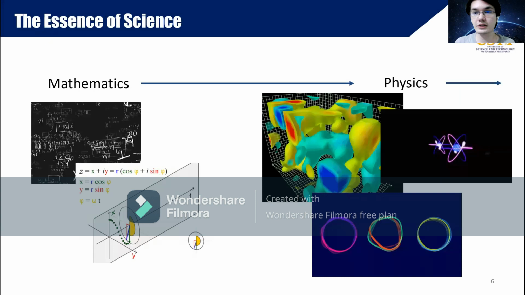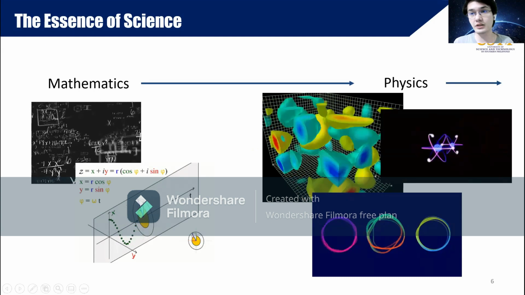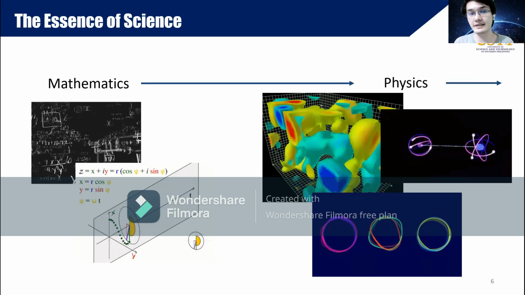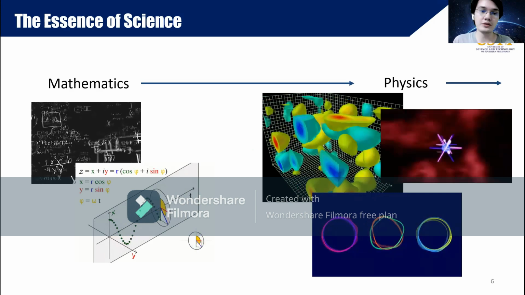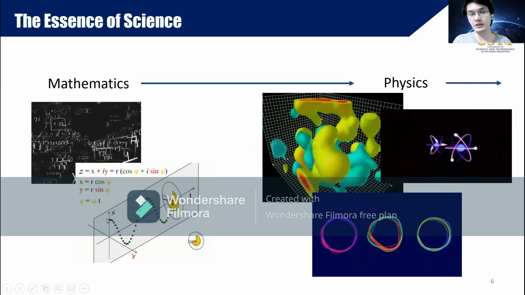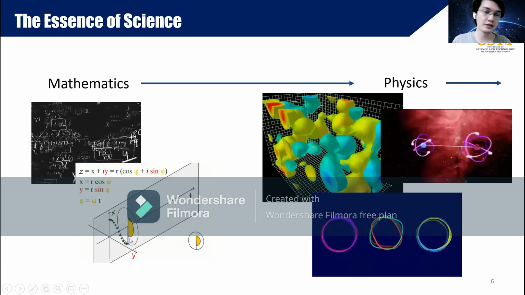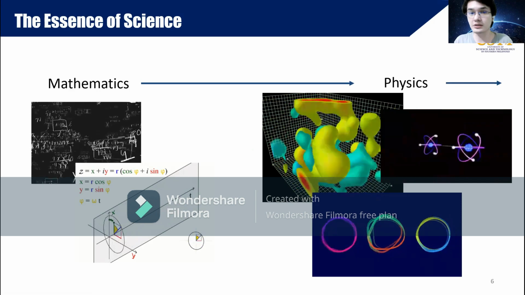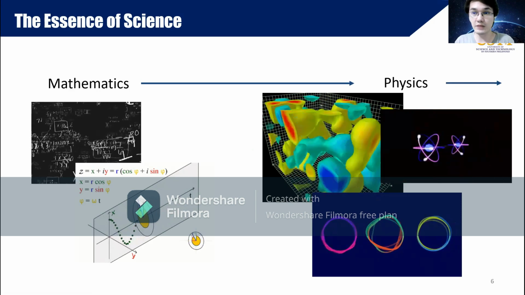Before we get to the study of chemistry, we should look at how it came about. So first we have mathematics, which is the fundamental basis of all sciences. So mathematics is used, for example, to calculate the area under the curve, the mathematical representation of how waves behave.